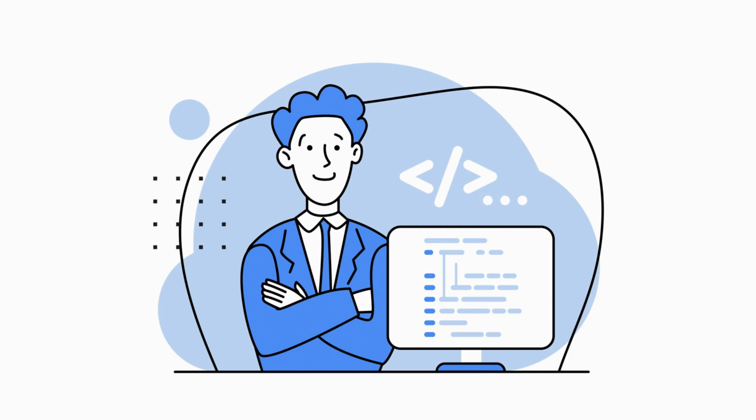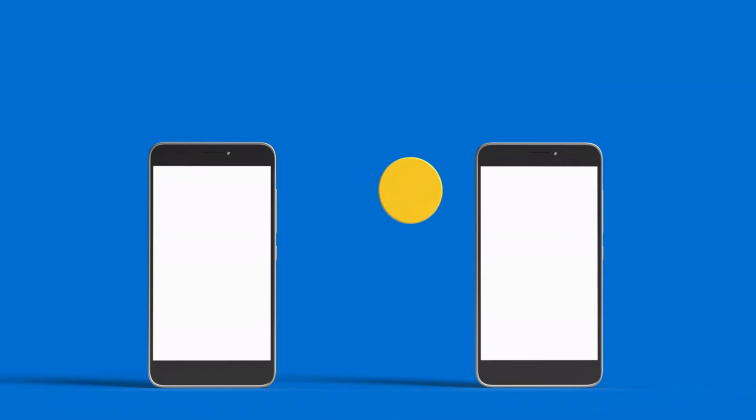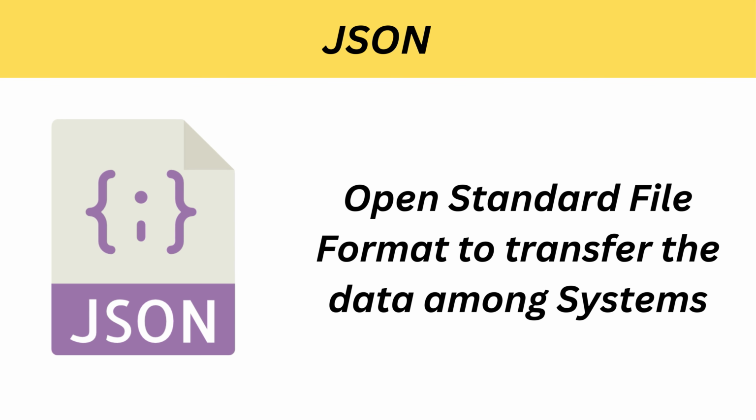So we have seen key technologies to build systems, but these systems have to communicate with each other. Otherwise, there is no use. That's where JSON comes into the picture. JSON is an open standard file format to transfer data among systems. You should be very familiar with JSON because any modern web application will produce JSON as an output, and it will consume JSON as an input.